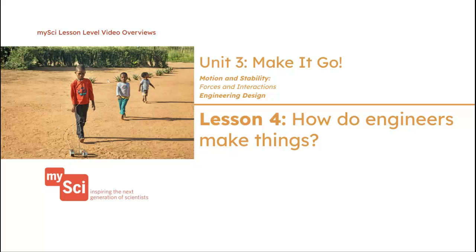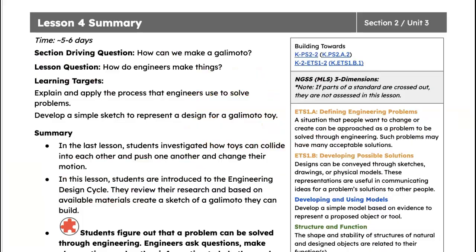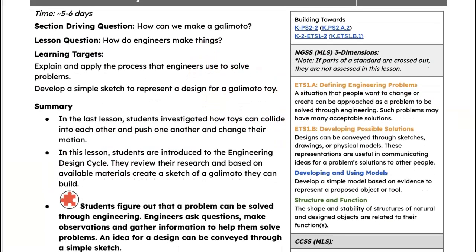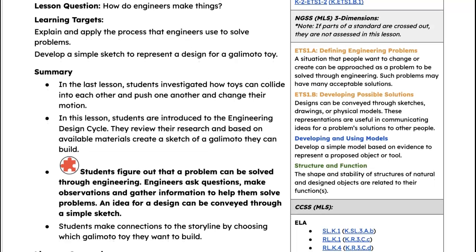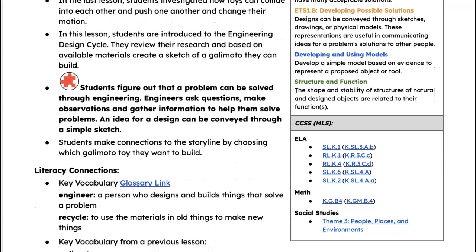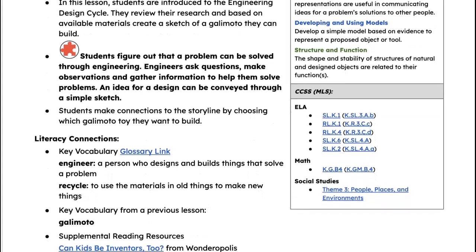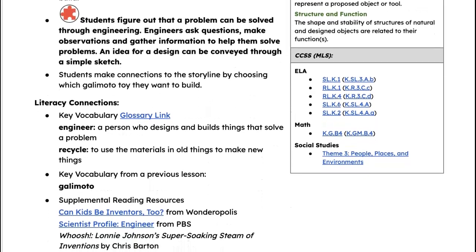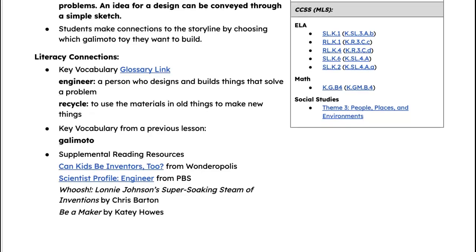Students figure out that a problem can be solved through engineering. Students make connections to the storyline by choosing which Galimoto toy they want to build. There are several opportunities for ELA, social studies, and math cross-curricular connections throughout the lesson. You can look for specific standard connections in the Unit 3 teacher guide. This lesson will take approximately 5 to 6 days to complete.